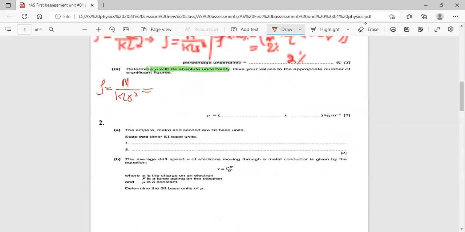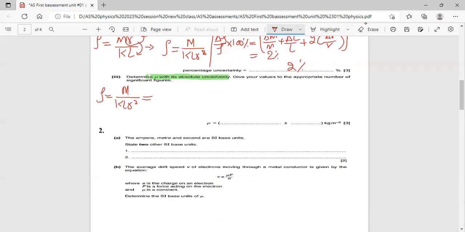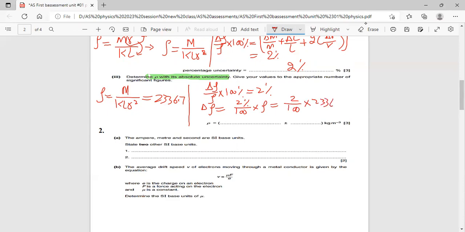Simply put the values in and solve it, and you would get the answer as 2336.7. So this is the density. Now for the absolute uncertainty, you already know the percentage uncertainty in density, which is 2%. So what you do is 2 divided by 100 multiplied by density, right? So 2 over 100 into 2336.7, and the answer comes out to be 46.7.